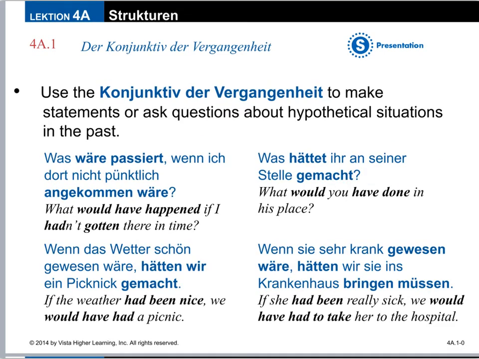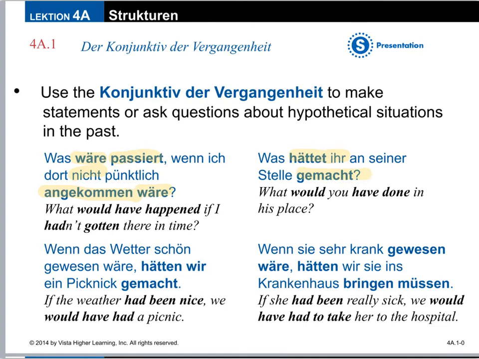Other ways that are useful to use the Konjunktiv der Vergangenheit could be to make statements or ask questions about hypothetical situations in the past. I like this first one, was wäre passiert, so what would have happened. And then using wenn to say if, wenn ich dort nicht pünktlich angekommen wäre, so if I would not have arrived or gotten there pünktlich, on time. Was hättet ihr an seiner Stelle gemacht? So an seiner Stelle would be if you were him or in his place. So what would you guys have done?